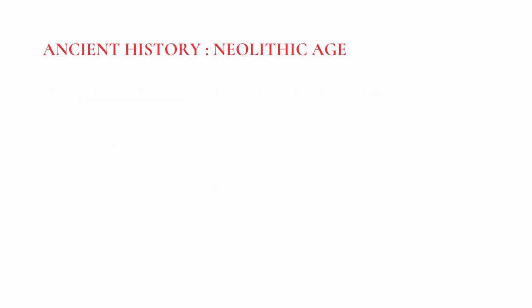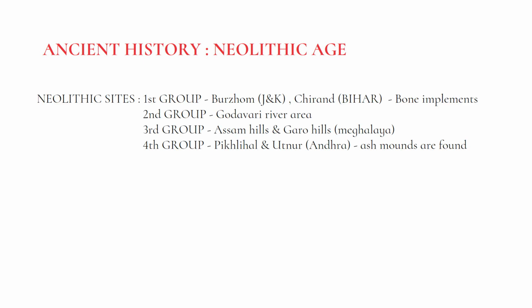Now let's take a look at the Neolithic age sites. There are four groups of Neolithic age sites that are given in the old NCERT. Now first group is Barzom in Jammu and Kashmir and Chirand in Bihar. Now bone implements have been found from both these sites. Second group is Godavari River area. Third group is Assam Hills and Garo Hills in Meghalaya. And fourth group is Piklihal and Utnur in Andhra Pradesh. Now ash mounds have been found from this fourth group.